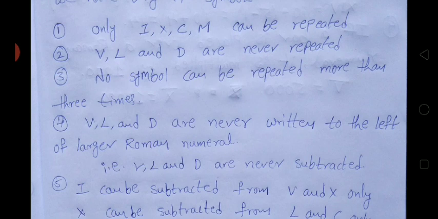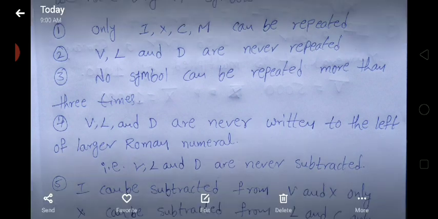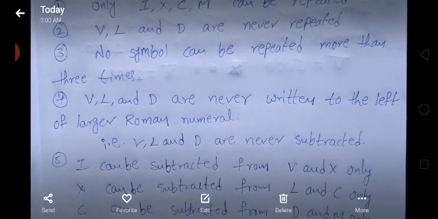V, L and D are never written to the left of a larger Roman numeral. That means we are not writing V to the left of X, or V to the left of L or D. L is never written to the left of C, D, M. D is never written to the left of M. So V, L, D are never subtracted and never repeated.